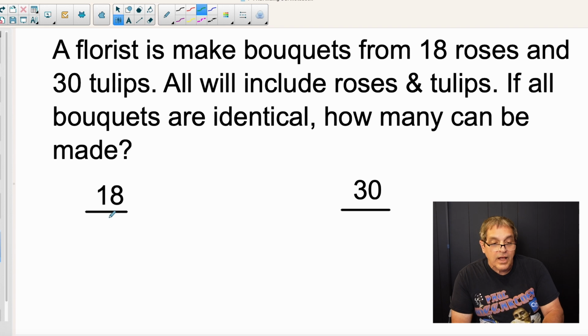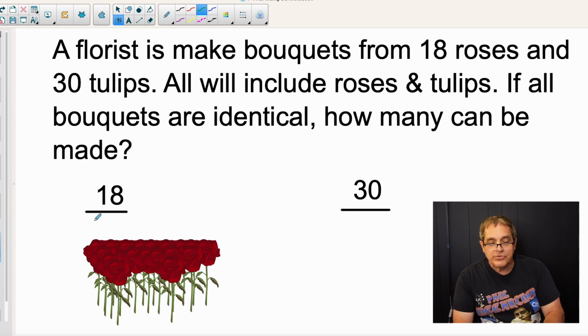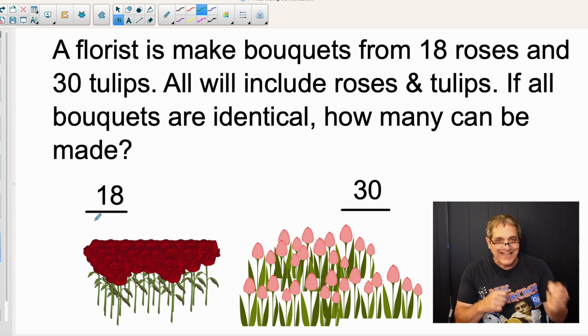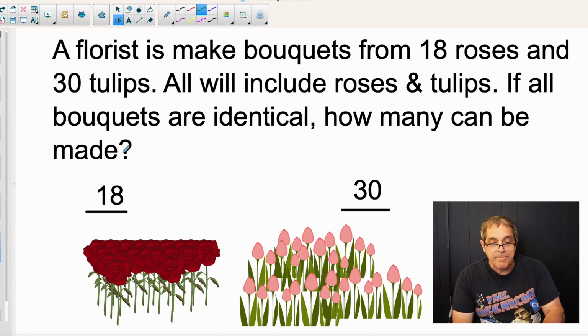Let's look at an example. A florist is making bouquets from 18 roses and 30 tulips. All will include roses and tulips. If all the bouquets are identical, how many can be made? So you're going to look for the greatest common factor, because I'm going to say, okay, that's the number of tulips and roses that I'm going to put together to make a bouquet.